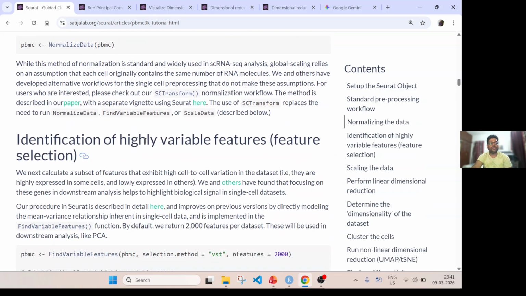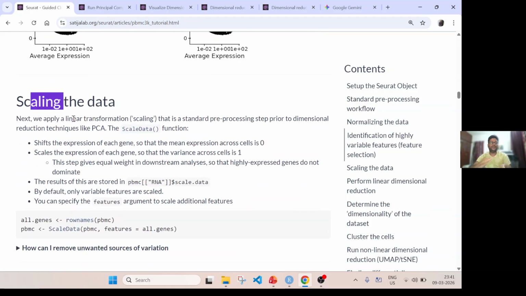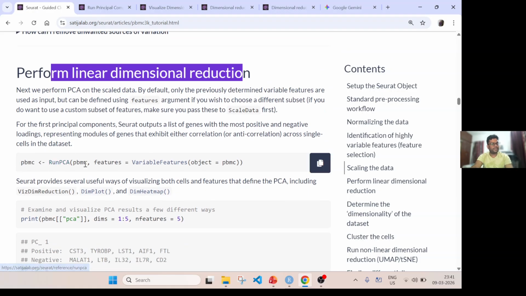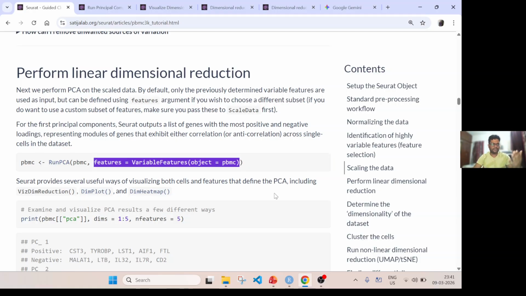Then you find the highly variable genes, and using that you do the scaling. Scaling means bringing the expression of all genes to the same level. Now we do the linear dimensional reduction, and for that there is a function called RunPCA, where we pass the object and specify how many genes to take. You cannot take 20,000 genes, because in the previous steps we identified that of the 20,000 genes only 2,000 are the most variable. So we take those 2,000 genes where the signal is, for the downstream analysis. RunPCA is the function that does this.